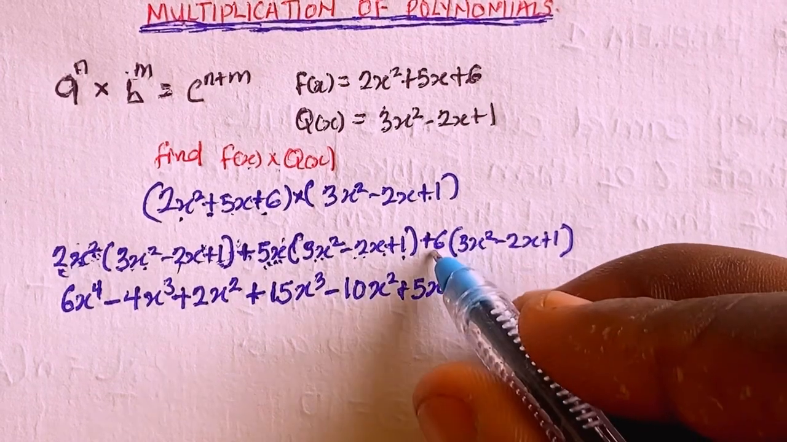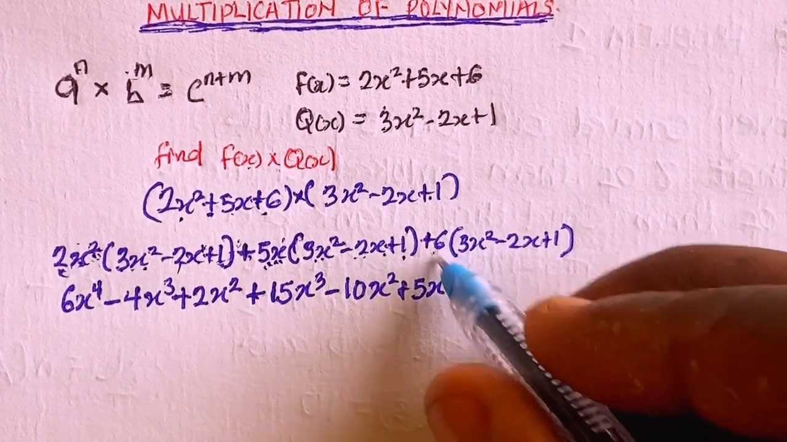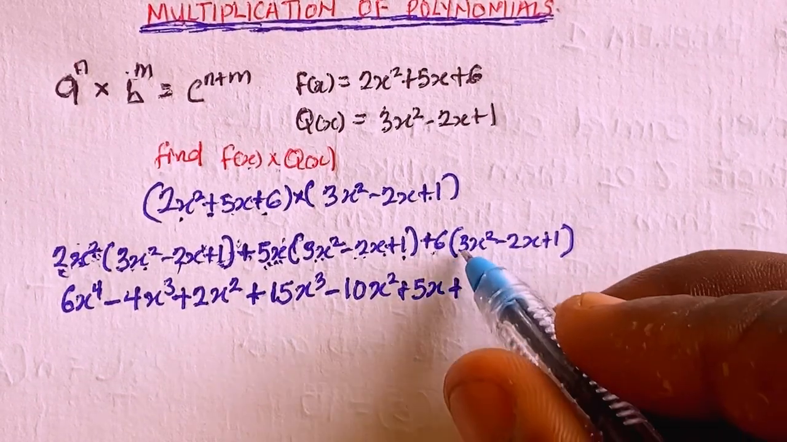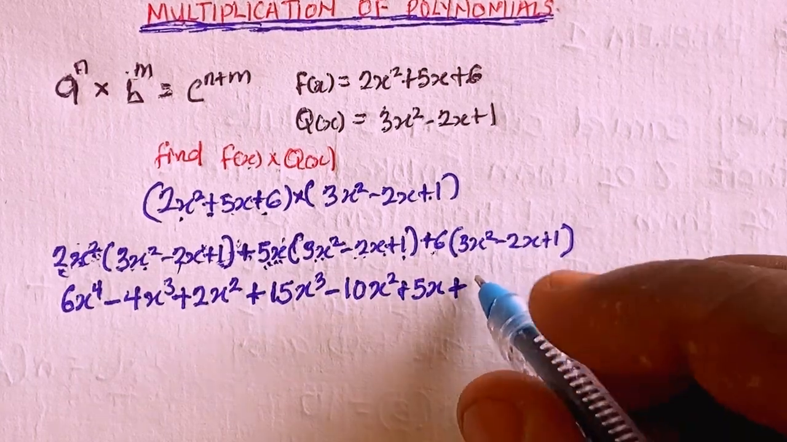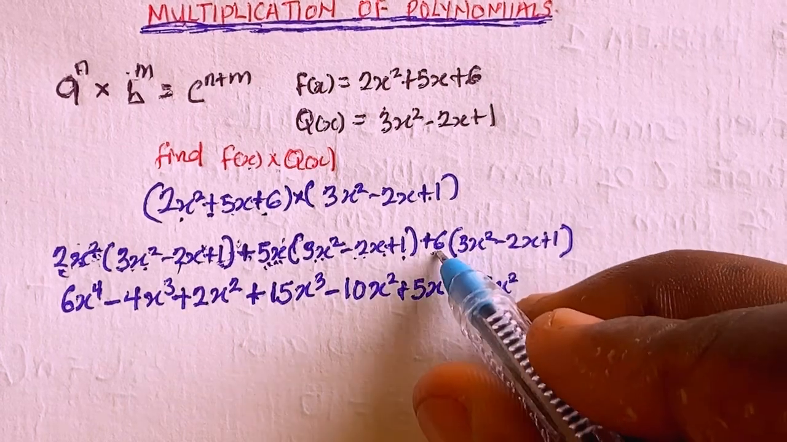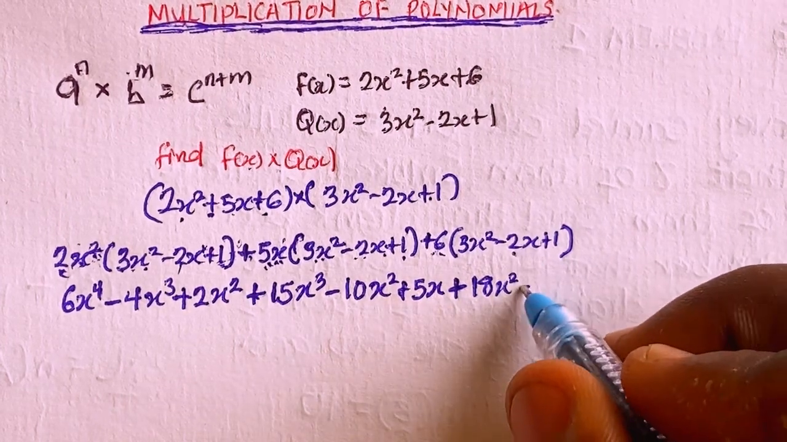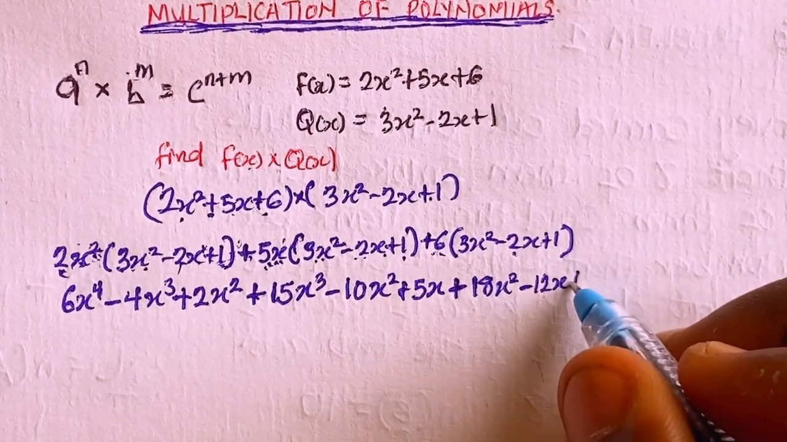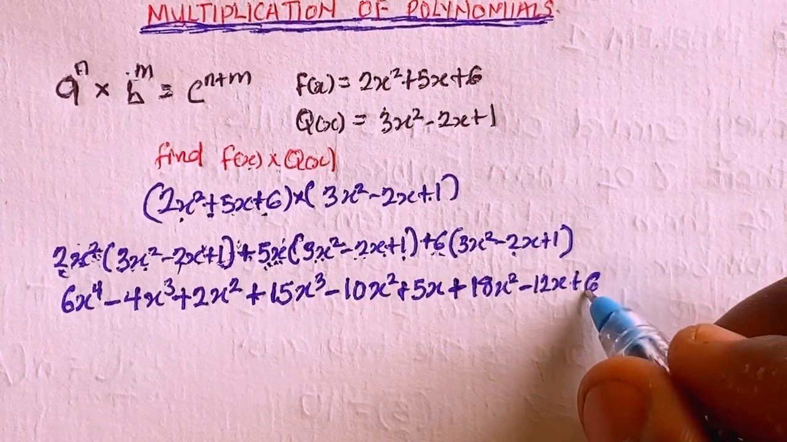Then after that, we go ahead and do the same thing for plus 6. Here we are going to have plus 6 multiplied by 3, that should give us 18. Then you are going to have 18x squared. Then here 6 multiplied by minus 2, that goes minus 12x, right? Then plus 6 multiplied by 1, that's actually 6.